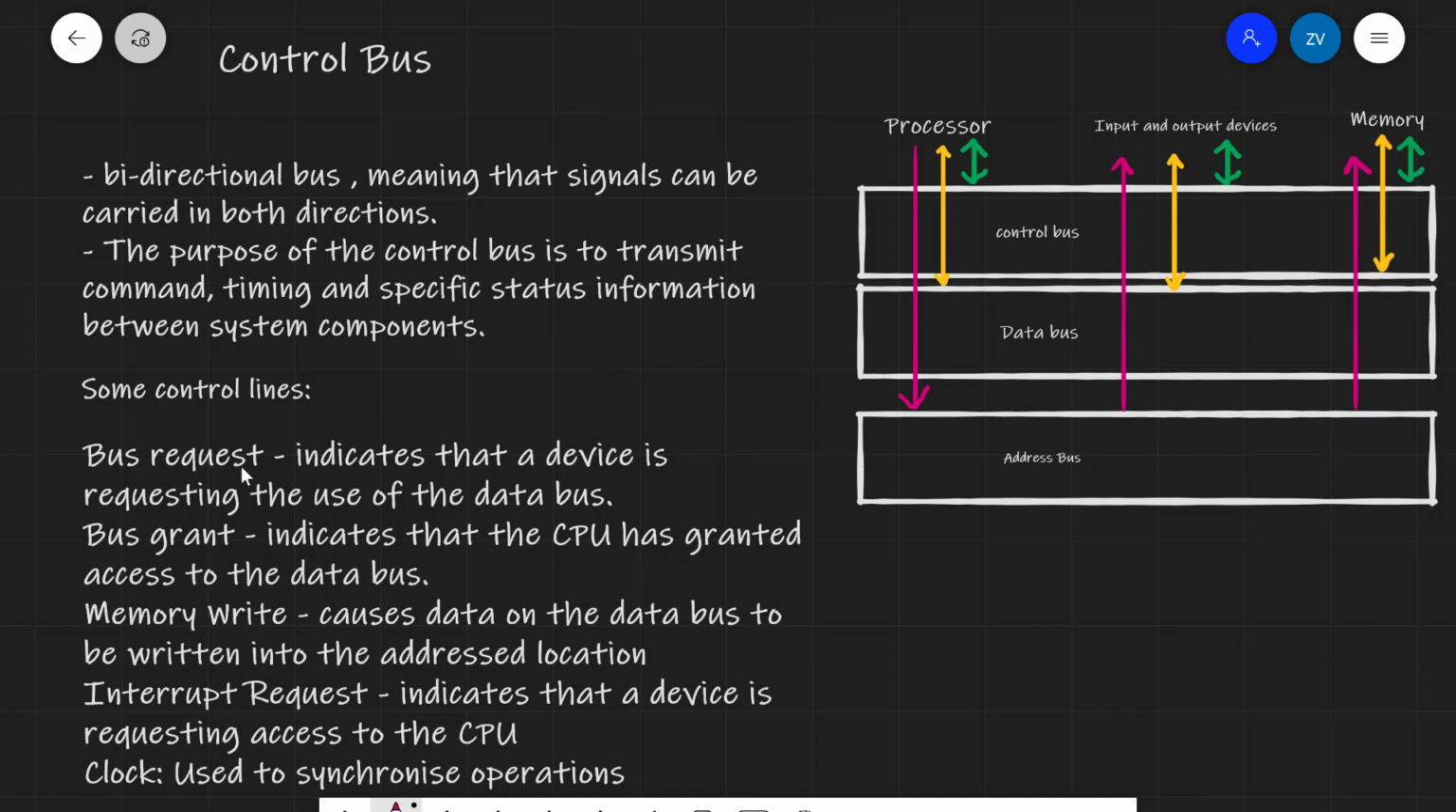For instance, you have a bus request, which indicates that a device is requesting the use of the data bus. You could have a bus grant, indicating that the CPU has granted access to the data bus. You could also have memory write, which causes data on the data bus to be written into the address location. You could have an interrupt request, which indicates that a device is requesting access to the CPU. And of course, you have a clock, which is used to synchronize operations.